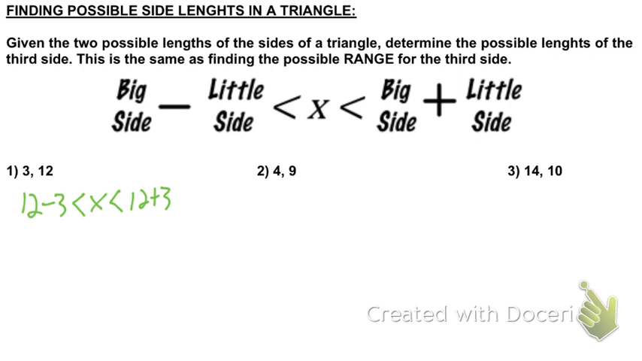Somewhere between 9 and 15. It has to be somewhere between 9 and 15. Now, could it be exactly 9? No, because then it doesn't work. It's the straight lines again. Could it be exactly 15? No.